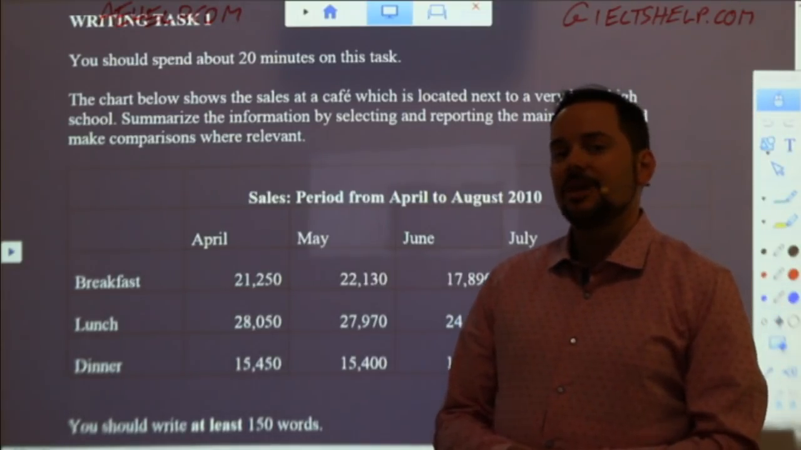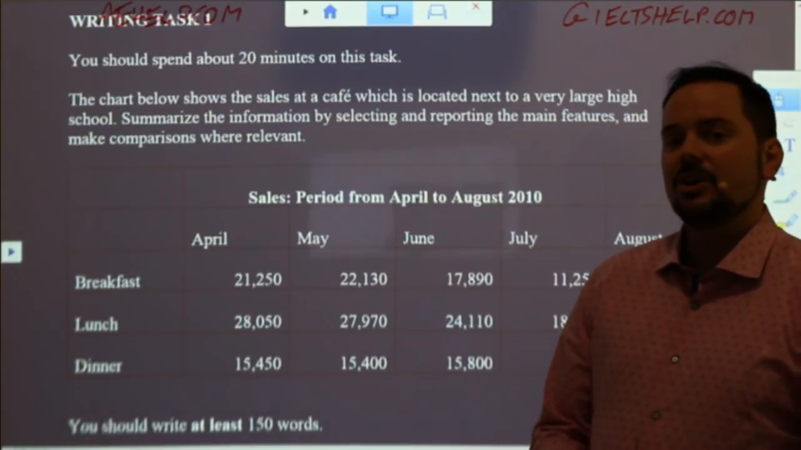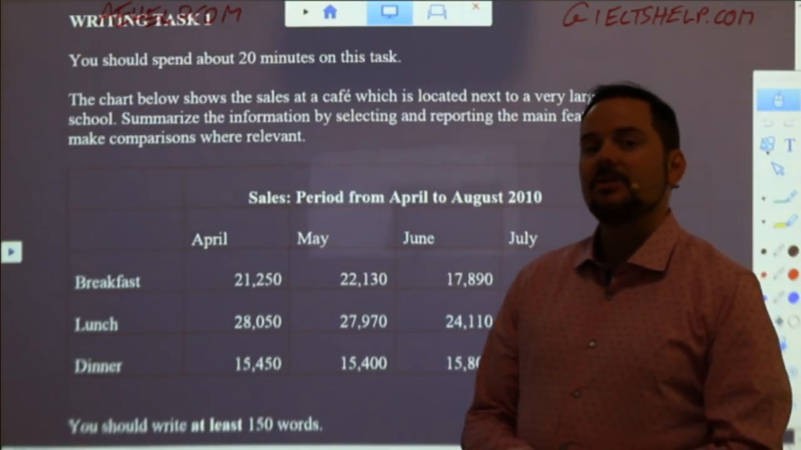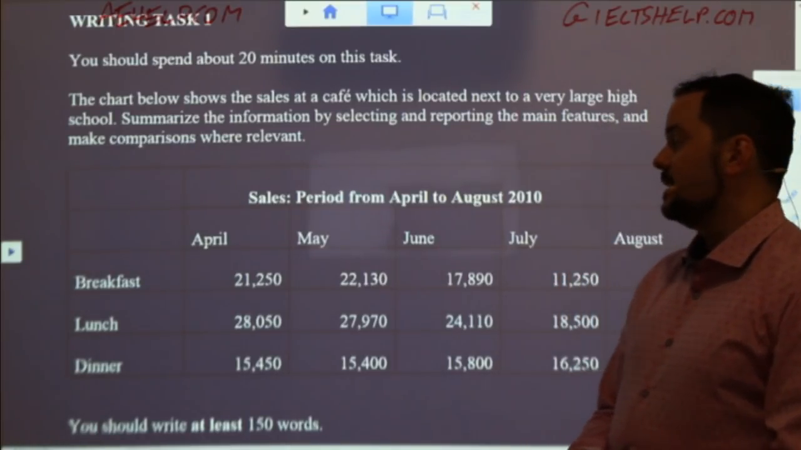Again, IELTS is a thinking test. It's a test of your aptitude as well. So if you write about a pie chart the same way as you write about a line graph, you won't get a very good score because increase and decrease doesn't make sense.